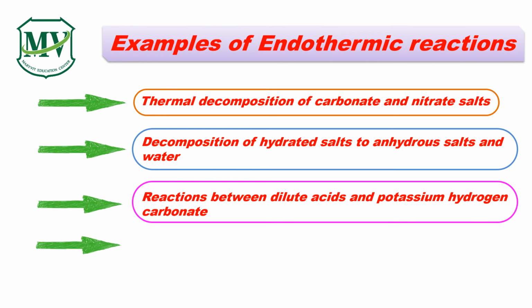Then lastly, we have photosynthesis. Photosynthesis is considered an endothermic reaction because during the process of photosynthesis, energy from the sun or sunlight is being absorbed. Any chemical reaction that absorbs heat energy from the surroundings to form products is termed an endothermic reaction. So that is why photosynthesis is also an example of endothermic reaction.